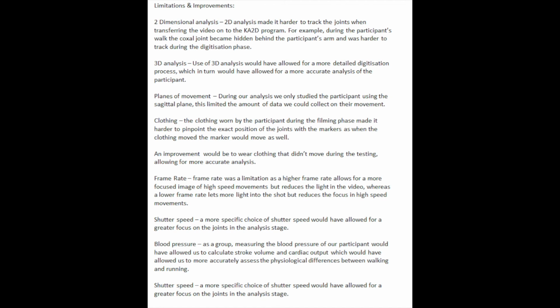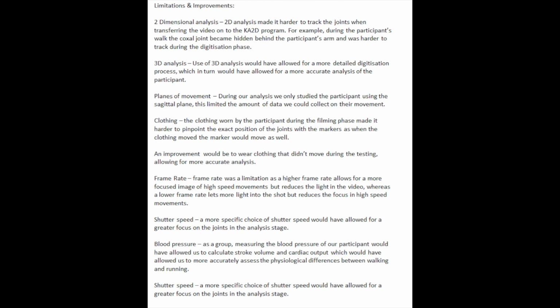A limitation to this is the 2D analysis. 2D analysis makes it harder to track the joints when transferring the video onto a 2D program. For example, during the participant's walk, the coxal joint may become hidden behind the participant's arm and was harder to track during the digitization phase. To improve on this, use of 3D analysis would have allowed for a more detailed digitization process, which in turn would have allowed for a more accurate analysis of the participant.